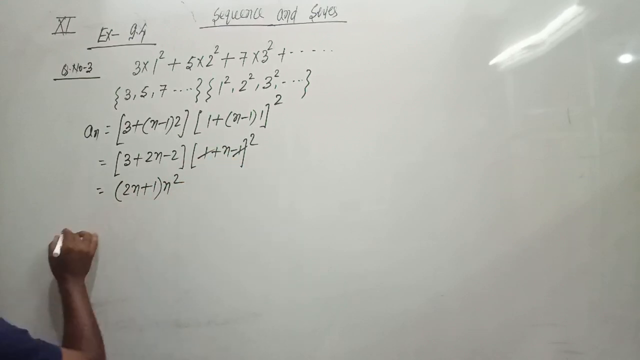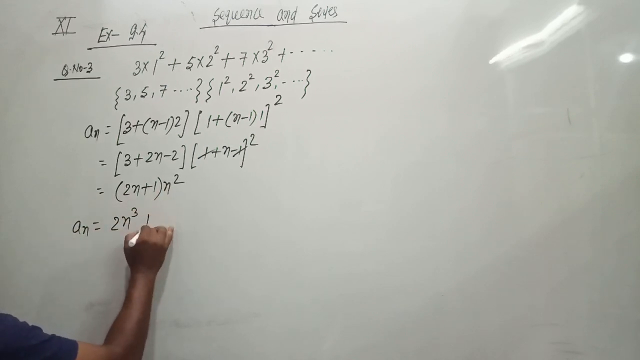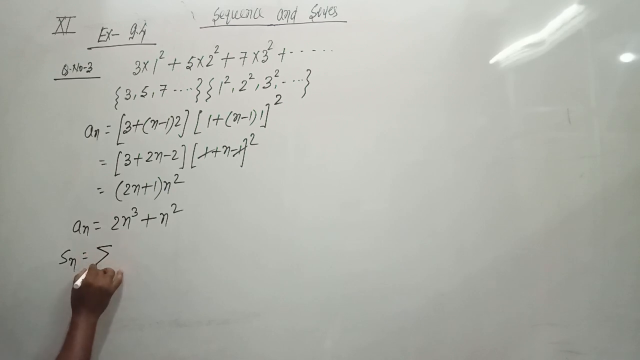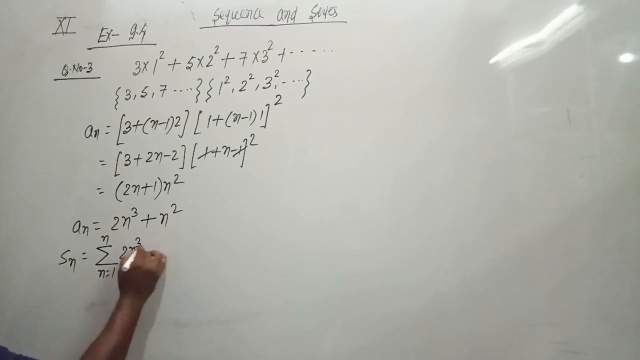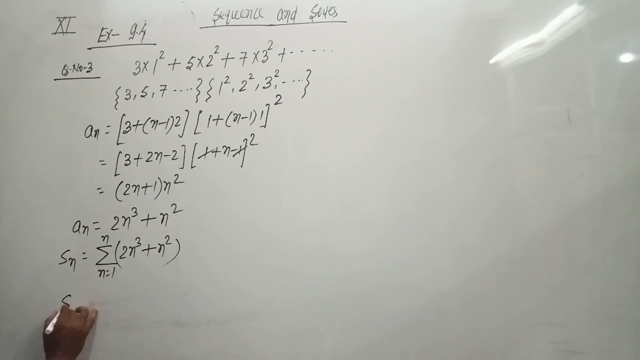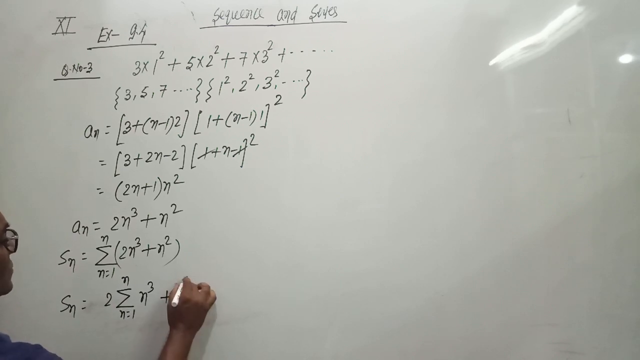Now we remove the bracket, so 2n cube plus n square. Then for finding Sn, we can write summation n equals 1 to n of 2n cube plus n square. Then we separate the terms. Sn equals 2 would be taken outside, then summation n equals 1 to n of n cube plus summation n equals 1 to n of n square.